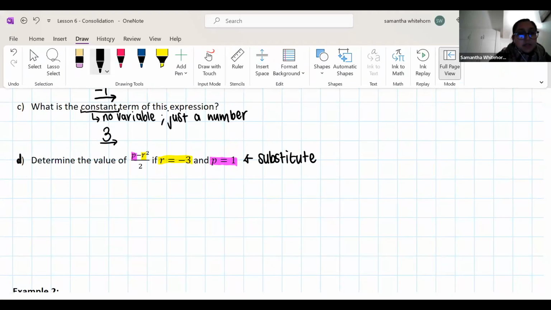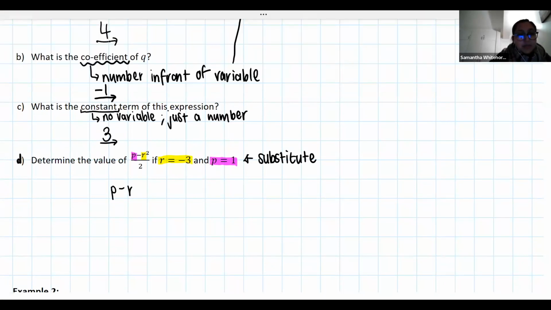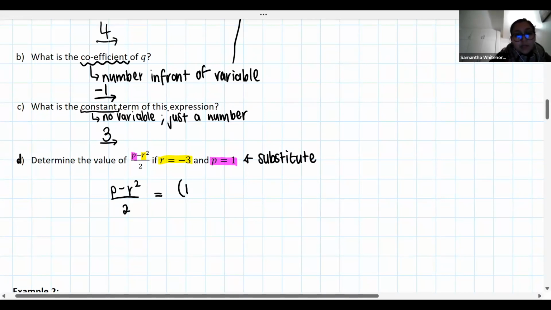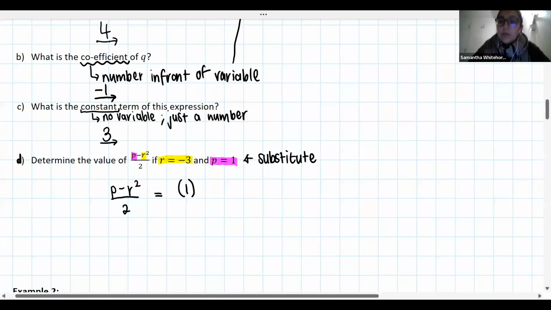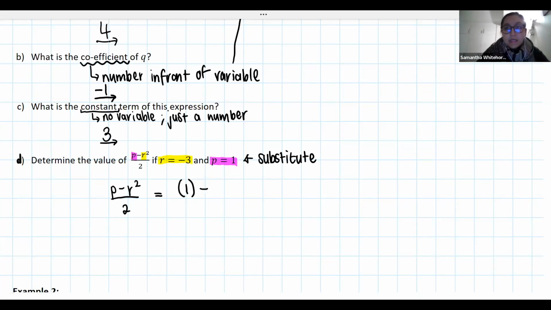Right, so here's our expression. I'm just going to write it a bit bigger for us. P minus r squared over 2. So we're going to substitute. P is 1, so I substitute 1. And I'm just using brackets again because remember, we need to bear in mind what the operation is. Minus. Now I'm substituting the r value of -3. That is being squared. And everything is then being divided by 2.